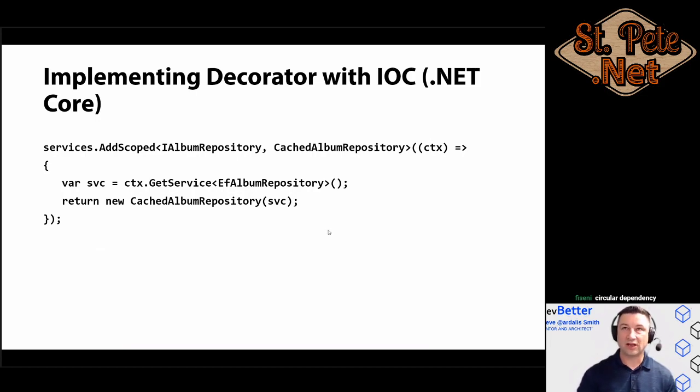But if you want to use a more flexible proxy pattern, you can do something like this, where you can say, I'm going to add a scoped item for iAlbum repository. It's going to be a cached album repository. And then you can pass in a lambda for the constructor of your type. And you don't see this very often. You don't usually need it.